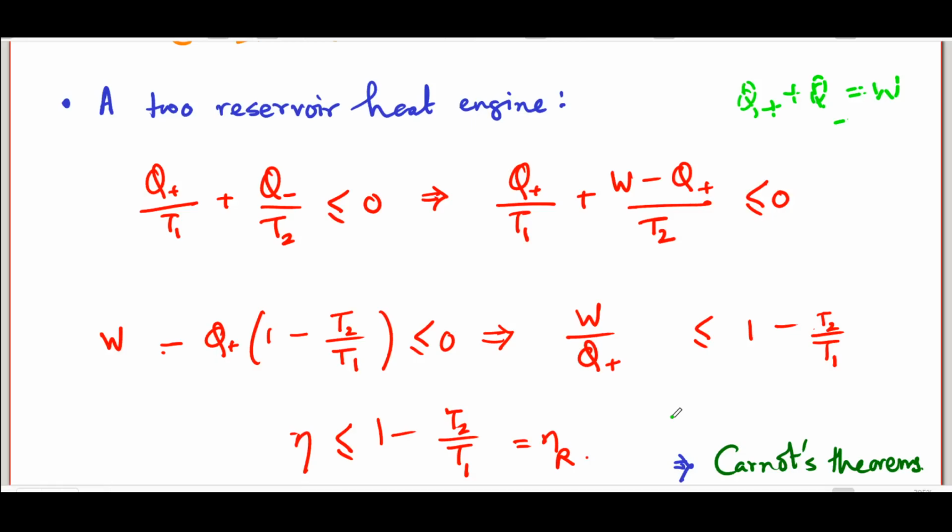Of course, if the engine is reversible, then the inequality in Clausius inequality becomes an equality. So for a reversible engine, the efficiency eta R has to be exactly equal to 1 minus T2 by T1. This essentially is what Carnot's theorems told us. All reversible engines have the same efficiency as long as they are running between the same two reservoirs, and an irreversible engine has to have a lower efficiency.